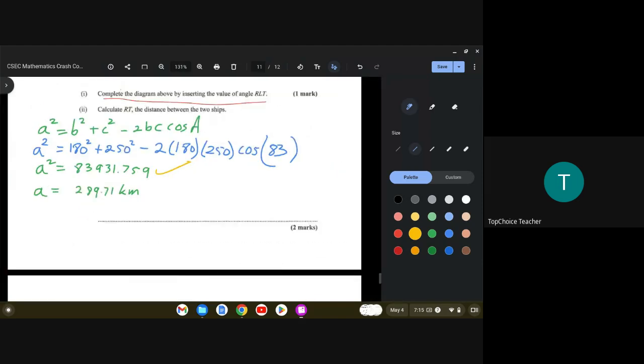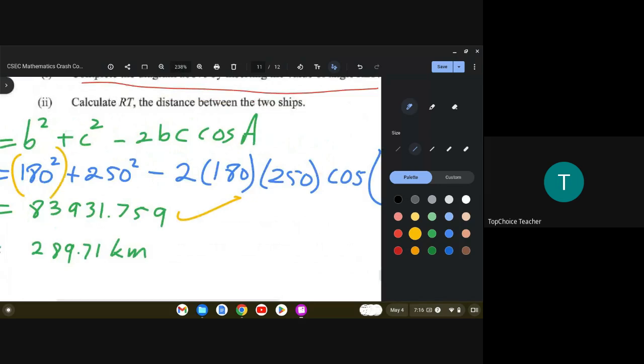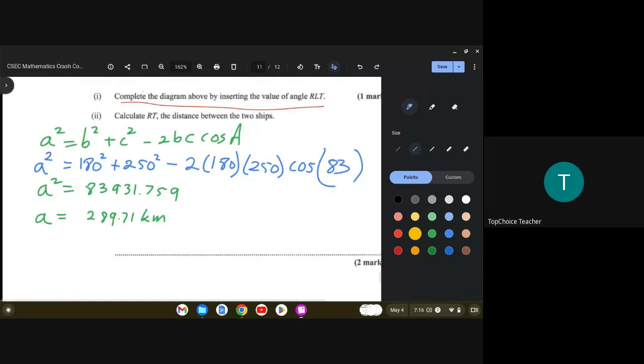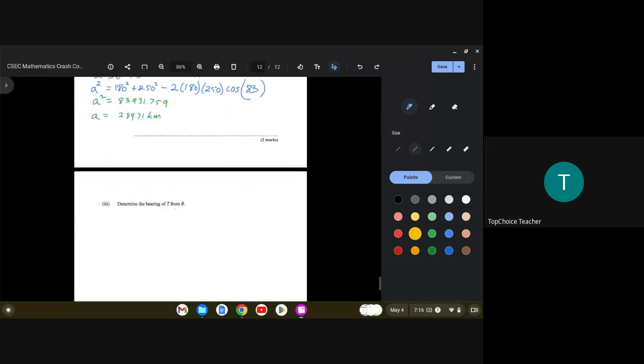So if you're having a little difficulty plugging it in, try using brackets firstly, and if not, try working it in parts, and you will eventually get an answer that is very close to this answer. All right, that's the advice I will give for a student who cannot plug the whole thing into their calculator.